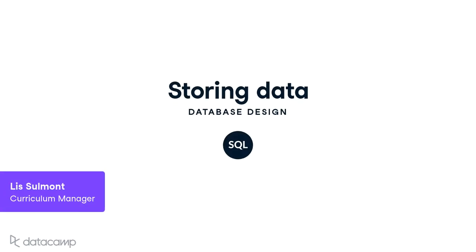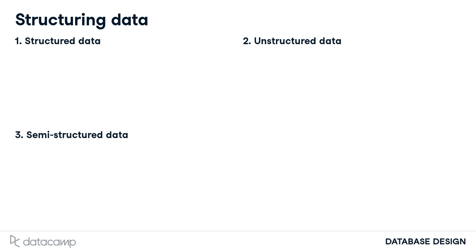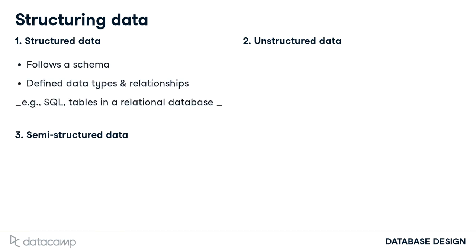Let's discuss the different ways you can store data. Data can be stored in 3 different levels. The first is structured data, which is usually defined by schemas. Data types and tables are not only defined, but relationships between tables are also defined, using concepts like foreign keys.